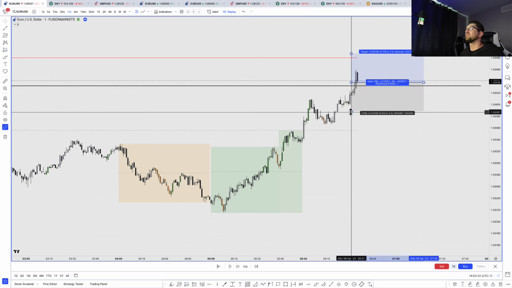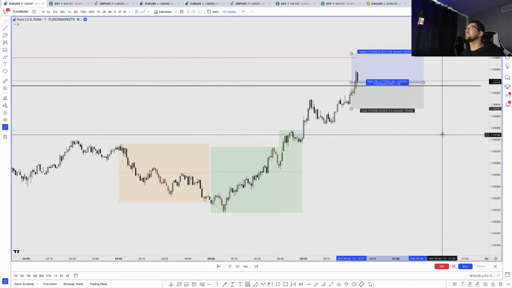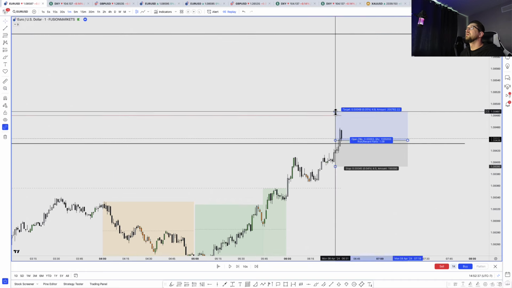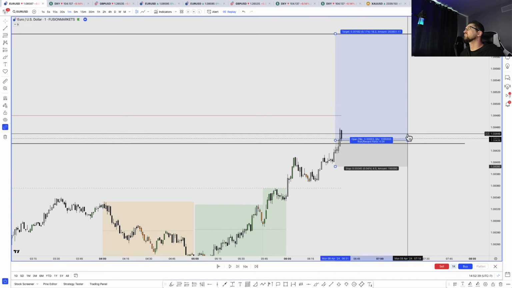Pretty much this wick invalidated it for me. That's enough for me to execute. So this was trade 1.